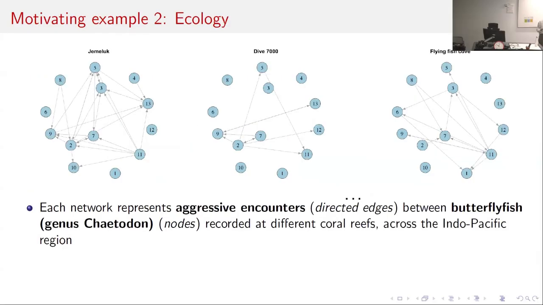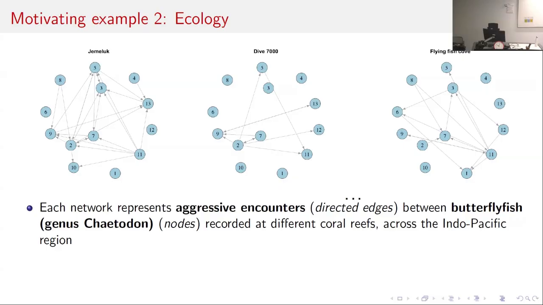And the second application is from ecology, and it's actually data that has been collected by Sally Keith from Lancaster University. So in this example, we have a population of networks. Each network corresponds to a coral reef in the Indo-Pacific Ocean, and the nodes represent fish species, and the connections represent aggressive interactions. So here you can see in this example that we have a directed edge, and the direction of the edge indicates where the aggressive encounter started from. So let's say here, species 8 is attacking species 9.